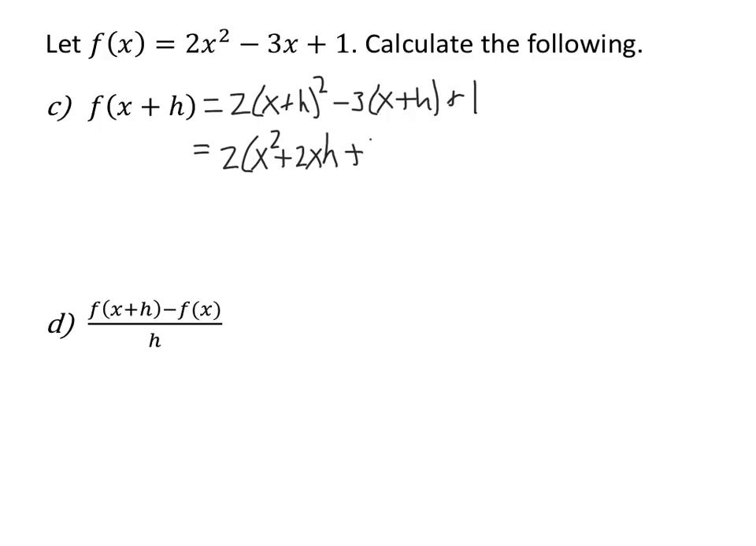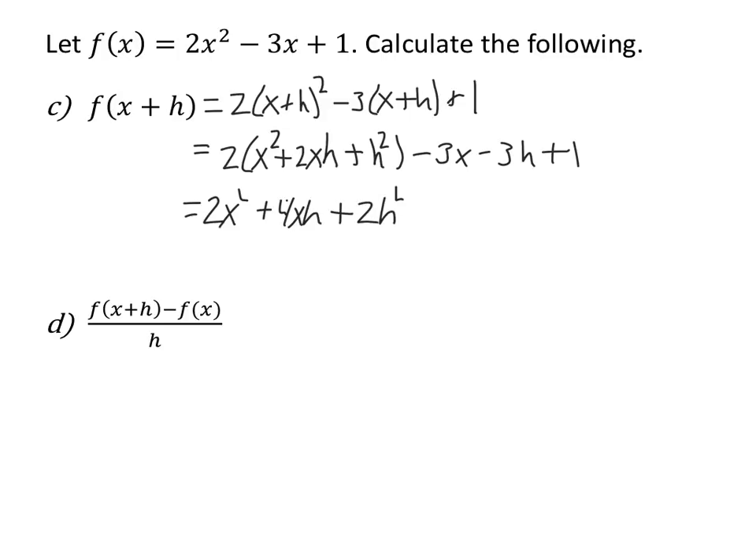That's x plus h times x plus h. So x plus h all squared is x squared plus 2xh plus h squared. Then I multiply the negative 3 times x and a negative 3 times h. And don't forget your plus 1. And my last step, and this is it, we distribute the 2 into the first set of parentheses. We'll have 2x squared plus 4xh plus 2h squared minus 3x minus 3h plus 1.